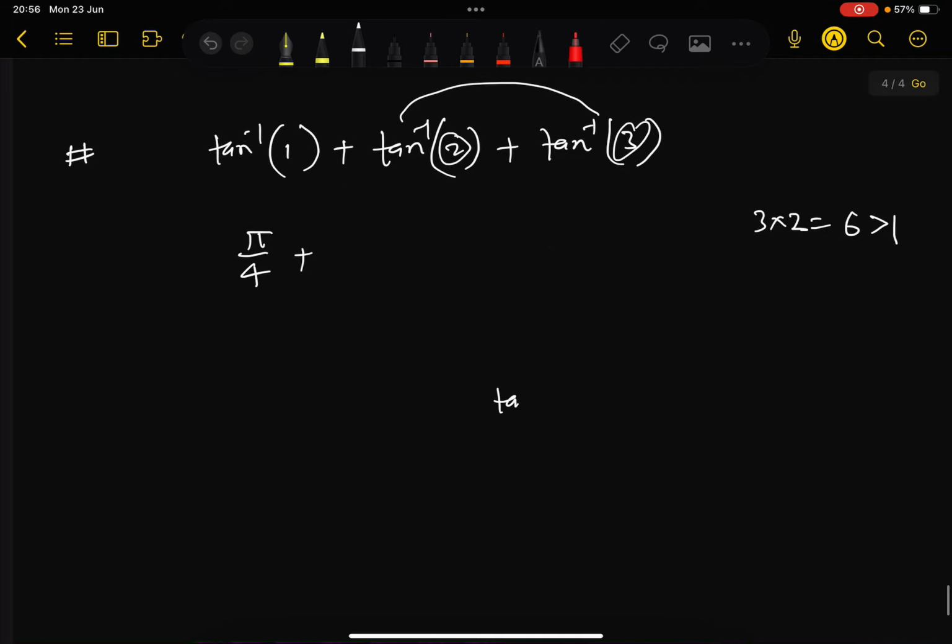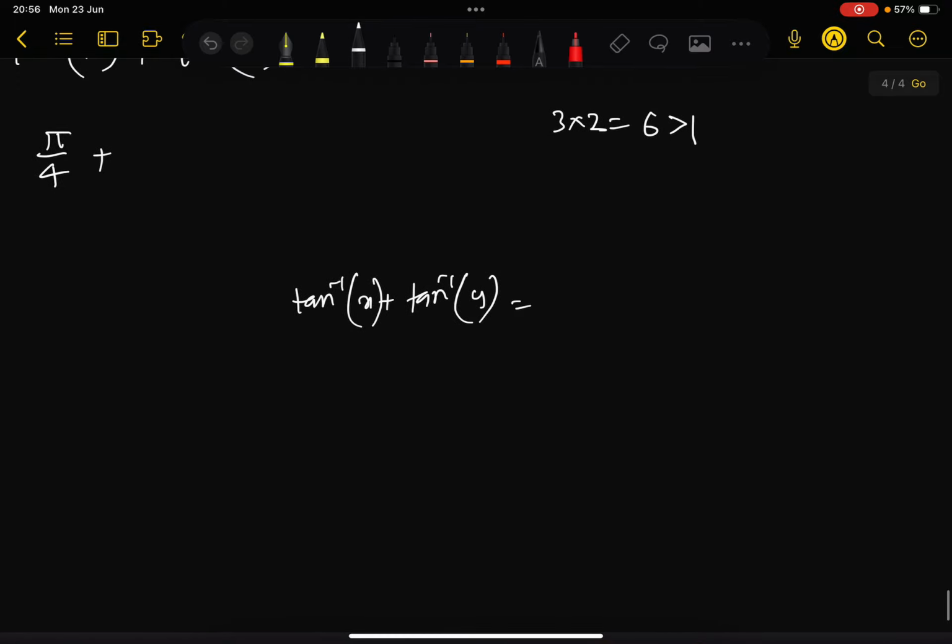I am writing the formula here also, tan inverse x plus tan inverse y. There are two formulas, right? The first one is tan inverse of (x plus y) divided by (1 minus xy). This formula is for xy less than 1, which we have already discussed in the class. If xy is less than 1, then this is positive, this is also positive, so you will get the angle in the first quadrant, that is 0 to 90 degrees.